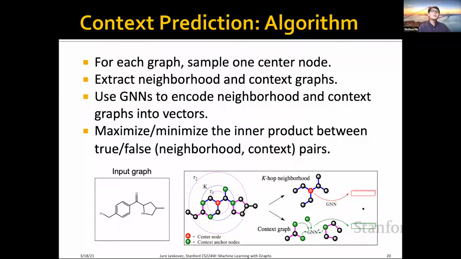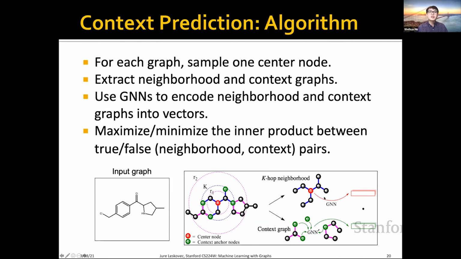The next self-supervised task that we propose is called context prediction. And here, the algorithm is as follows. So for each graph, we sample 1 center node. Let's say this is the red node, and for this center node, we extract a neighborhood and a context graph. So the neighborhood graph is just a k-hop neighborhood graph, in this case a 2-hop neighbor graph like this. And then the context graph is a surrounding graph that's directly attached to this k-hop neighborhood graph.